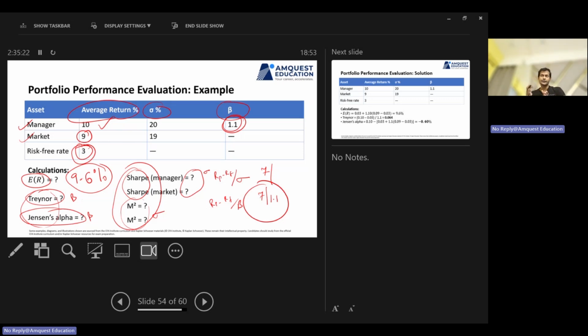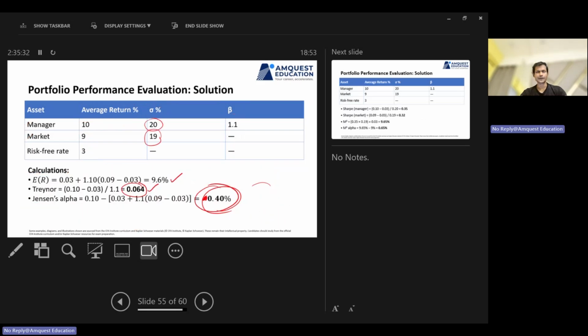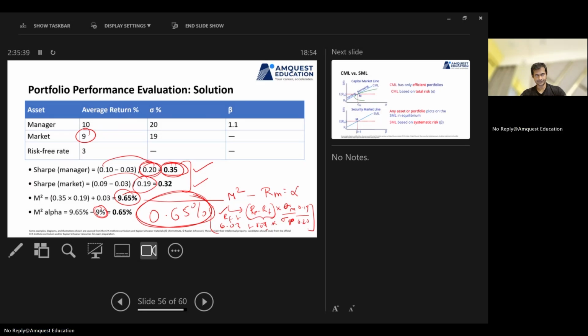You can compare M square of one investment with M square of another investment. That you can do, but you can't then compare M square with Jensen's alpha. But do remember, all of them will give consistent results. That is sure. Clear? Any question?